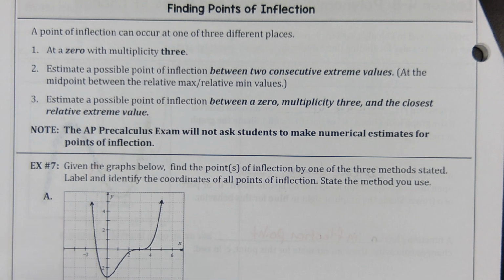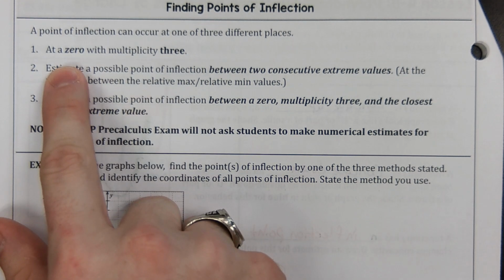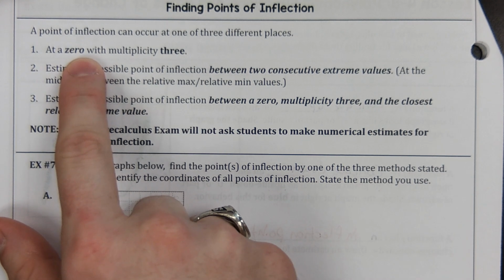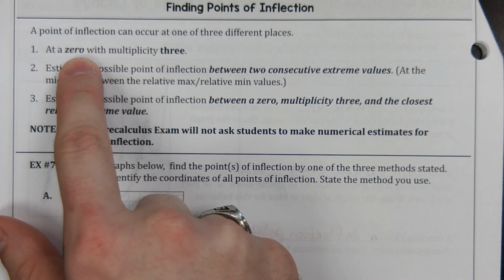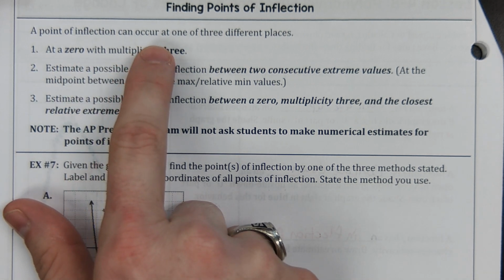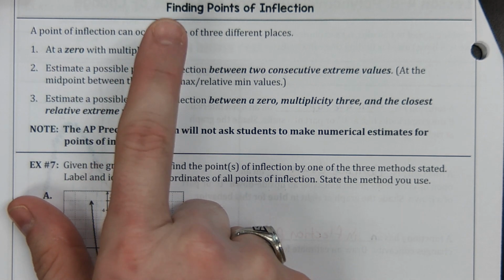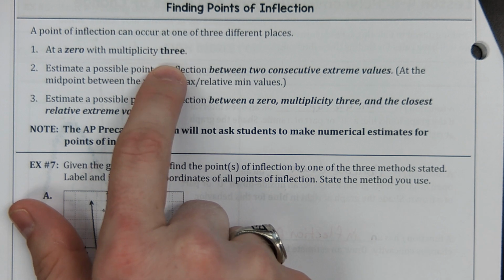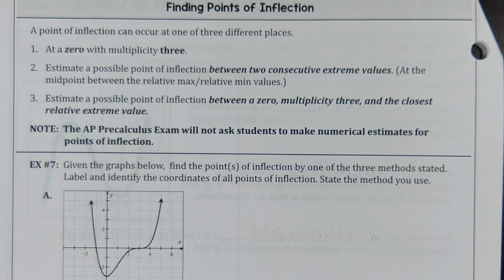So what are the 3 ways that we can use to identify an inflection point? Way number 1 is a 0 that is a solution to an x-intercept, a root. All these words mean the same thing. With a multiplicity of 3. But let's talk about why that occurs. We haven't talked about multiplicity yet this year. That was from Algebra 2.